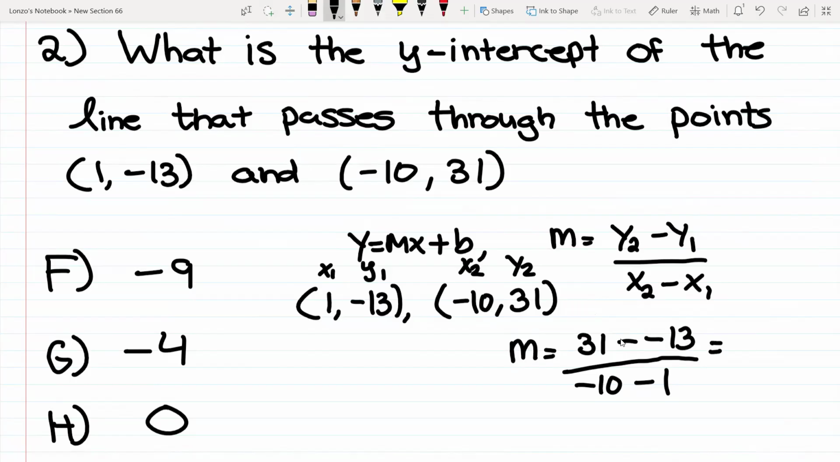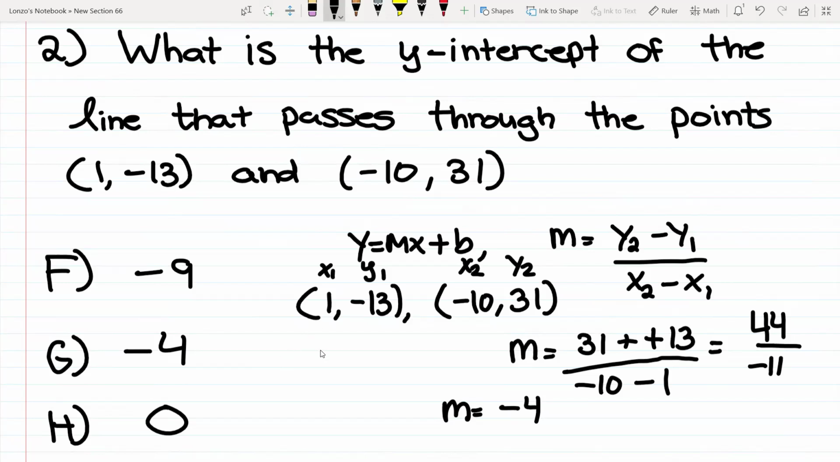Okay, so on the top, 31 minus negative 13, two negatives become a positive. What is 31 plus 13? You can use a calculator, so 31 plus 13 is 44. Negative 10 minus 1 is negative 11. Put it all together. What is 44 divided by negative 11? It is negative 4. Okay, so that's not our answer.